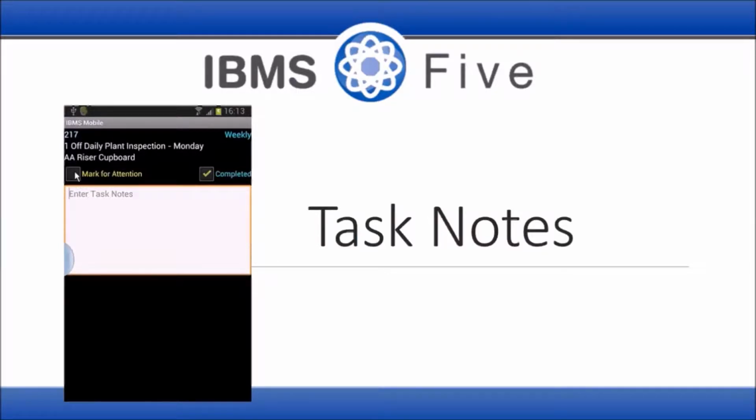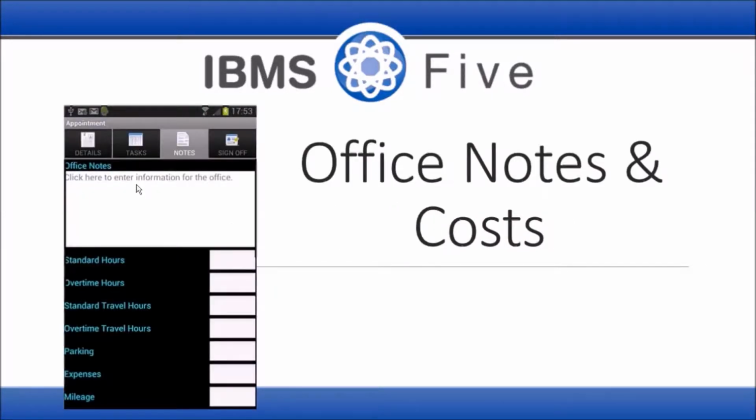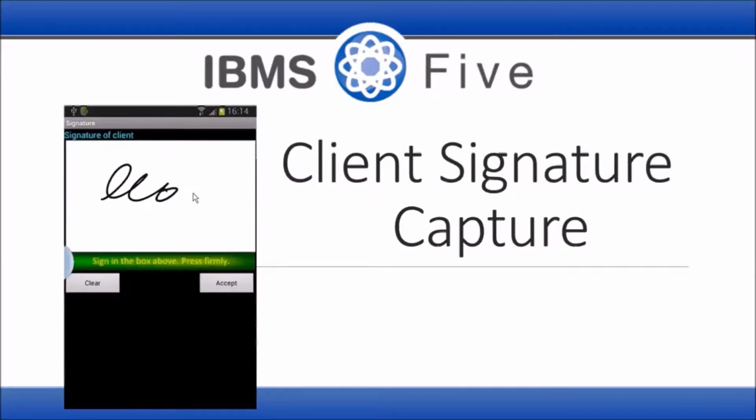You can mark it for attention to notify the office. Your general notes on the job and your time, attendance and materials. Your engineer's report, customer name, their email address, and you can then capture the client signature. With both IBMS Lite and IBMS Mobile, if you wish, a copy of the job sheet can be immediately emailed to the client, so it's waiting in their inbox before they get back to their desk.